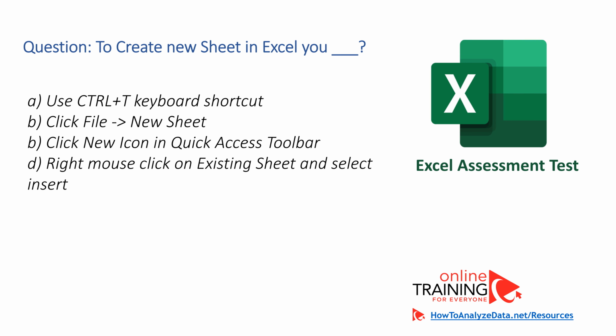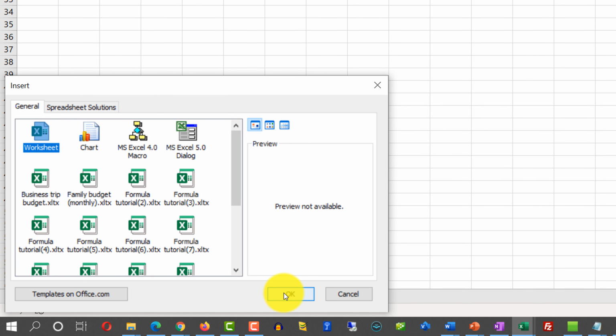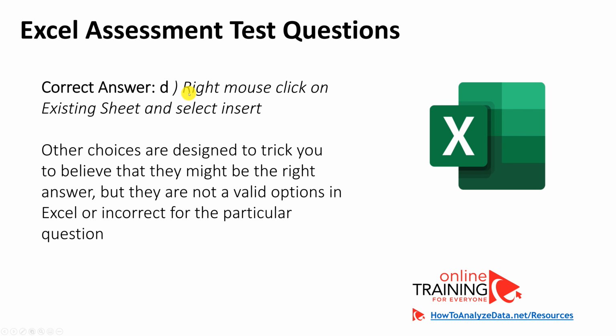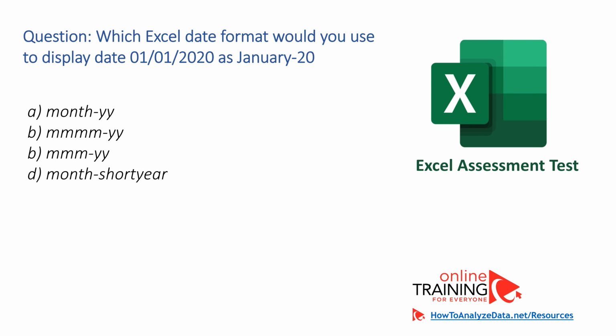and select Insert. To create new sheet in Excel, you right mouse click on the sheet 1, click Insert, and select Worksheet. And that added a new worksheet into Excel spreadsheet. So the right choice here is choice D. Right mouse click on existing sheet and select Insert. Other choices are designed to trick you to believe that they might be the right answer, but they are not the valid option in Excel or incorrect for this particular question.